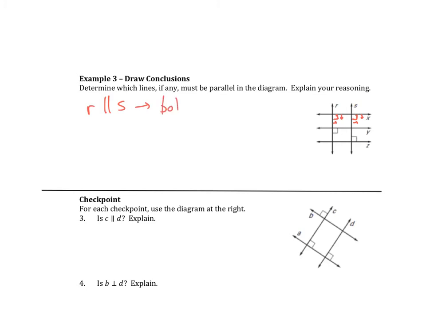both are perpendicular to line X. We could also say because the corresponding angles are congruent. Notice line Y and line R are both perpendicular. Line X and Y are both perpendicular to R. So we would say X is parallel to Y because both are perpendicular to R.